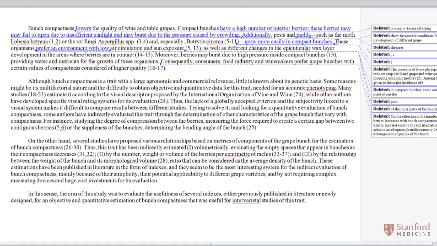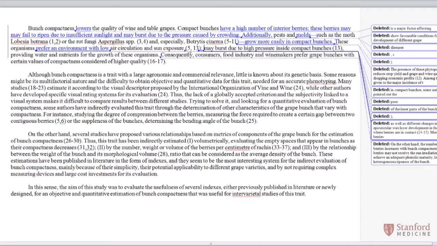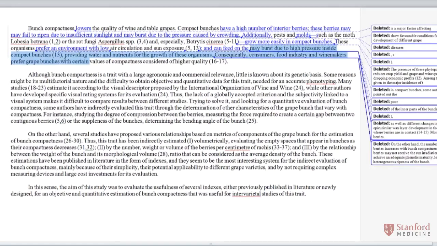These organisms prefer an environment with low air circulation and sun exposure, and then we get that there's something about the wax that might make this more favorable for these organisms. Again, since I don't think this is a piece about those organisms, I actually don't think we need to have every possible reason there. I'm going to delete that one because it's kind of hard to explain. But the other reason they might like this environment is because they can feed on the water and nutrients from the burst grapes. So that's a nice idea because I think that's really easy to understand.